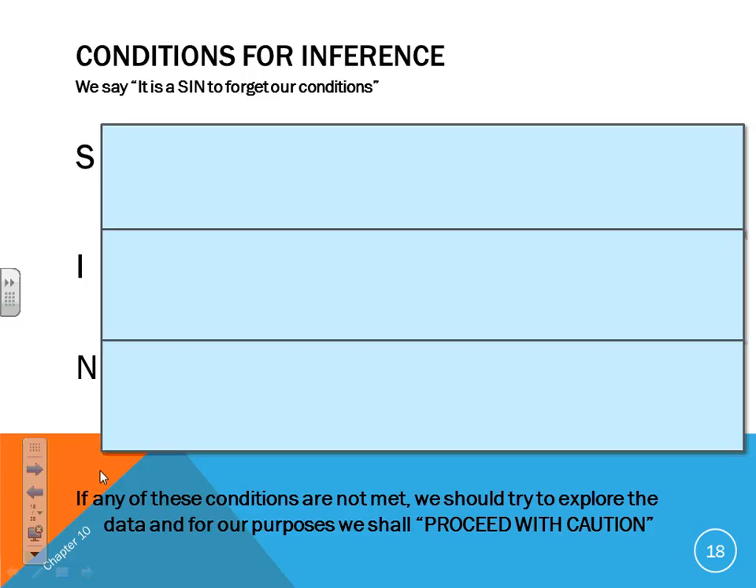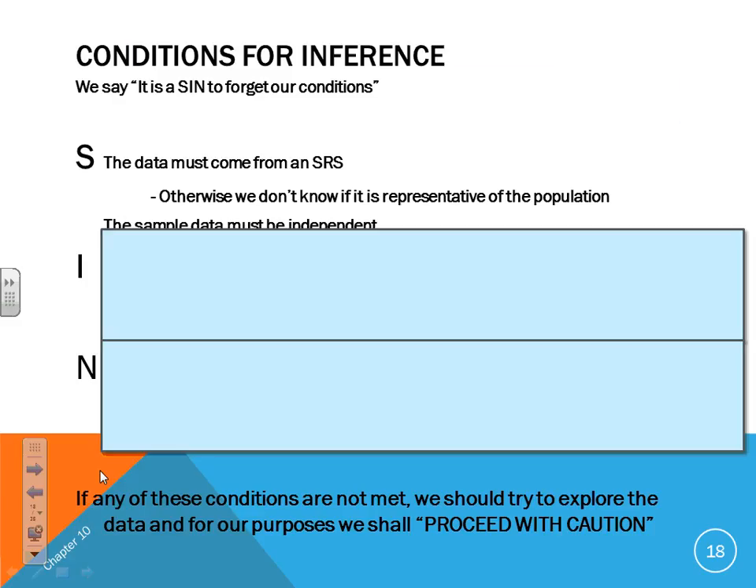We have a saying in AP Stats: it's a SIN to forget our conditions, SIN standing for different parts of our conditions that we need to be aware of. The first condition, starting with an S, is that the data must come from an SRS. Because if it's not coming from an SRS, then we don't know if the sample is representative of the population. That's always the most important condition.